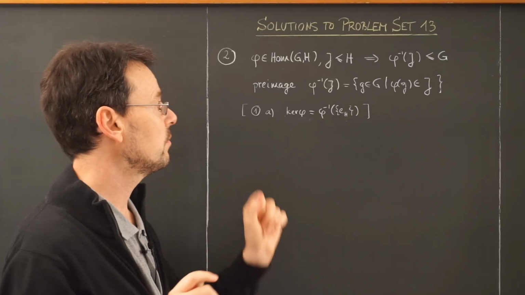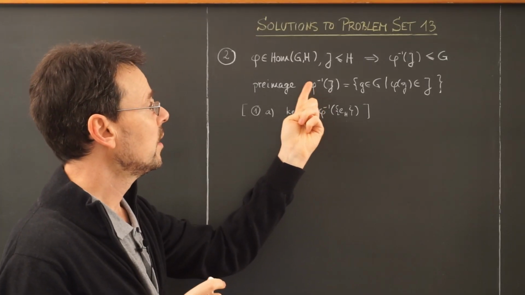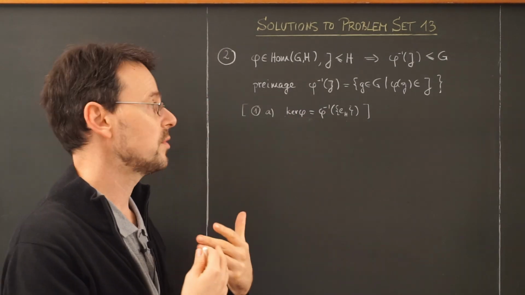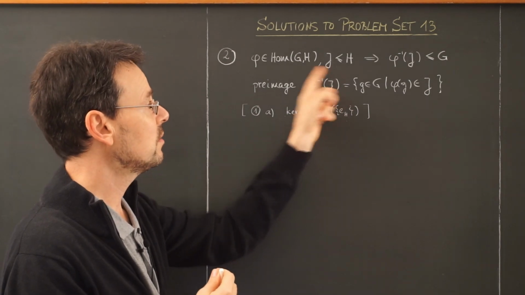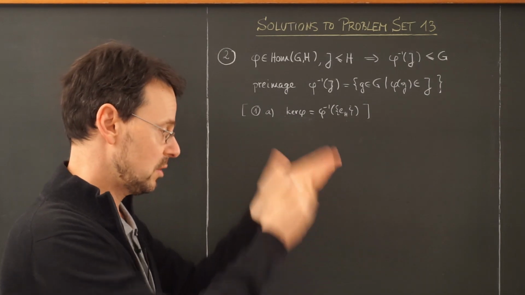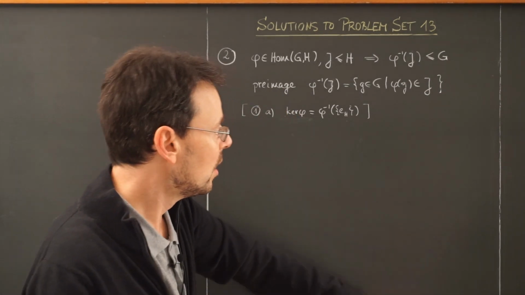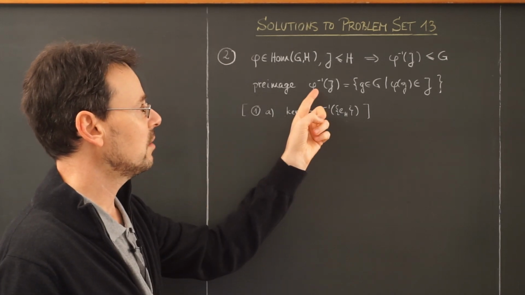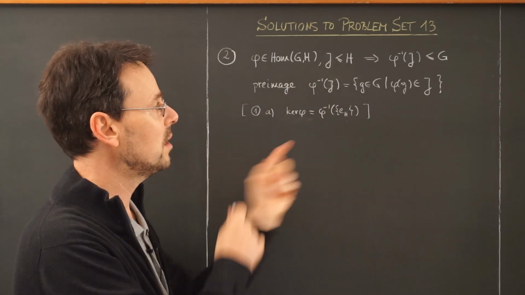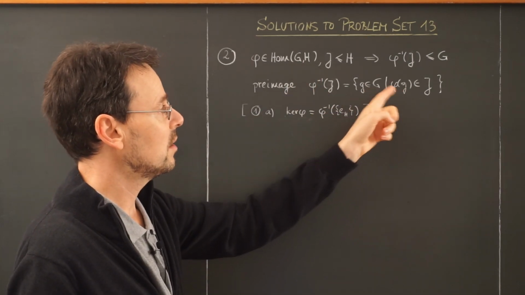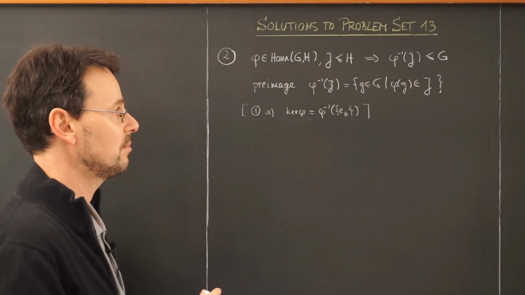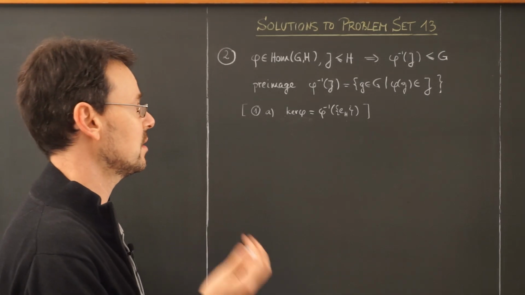And again, a word of caution or warning. This notation does not mean that phi is bijective and has an inverse homomorphism, but this is simply the notation for the pre-image. I can write that down for any map, especially for a homomorphism, but it need not be bijective. So this is simply the set of all elements in G, in the domain, such that they get sent to J in the codomain H. This is simply a set. And now we need to show that this is a subgroup.